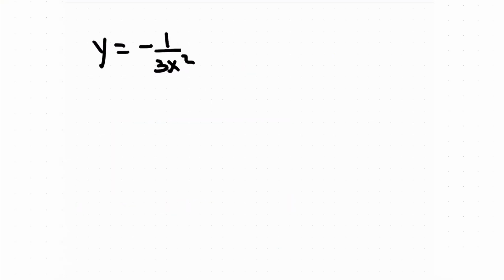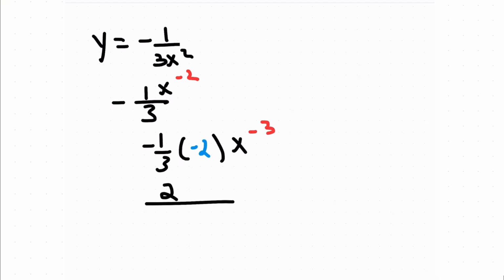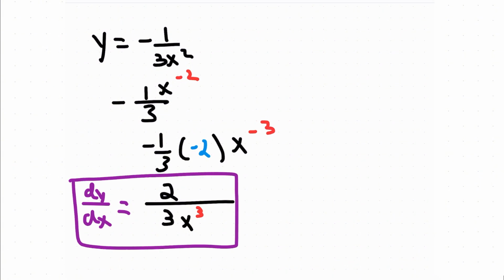With this problem, the power is in the denominator. Let's use the negative exponent rule to move it up to the numerator, so then we can use the power rule. Move -2 down to the coefficient and then subtract 1 from -2. Move x to the -3 down to the denominator to make it positive. Our final answer is 2 over 3x cubed.